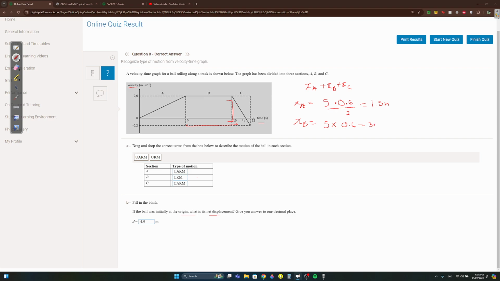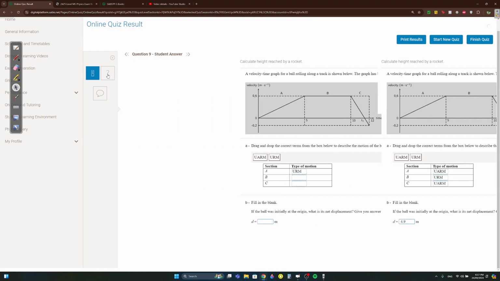Then x of b, you're going to get the base 5 times the height, because it's a rectangle, 0.6, which is 3 meters. Then x of c, remember, here's the tricky part. If part of it is up and the other part is down, you add up the heights. 0.6 plus negative 0.2 is 0.4. So the height of this triangle is 0.4, times the base, 10 and 12, it will be 2. It's base times height divided by 2. You're going to get 0.4. Add these up, you get 4.9.